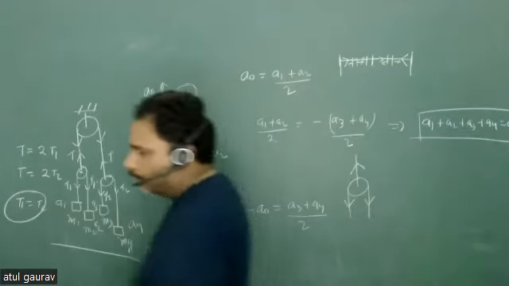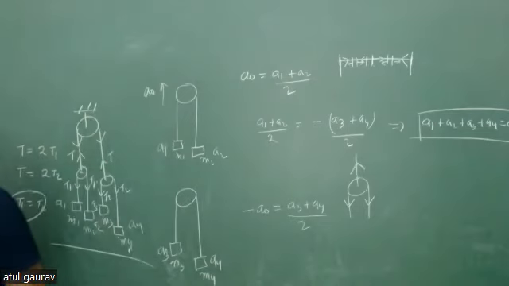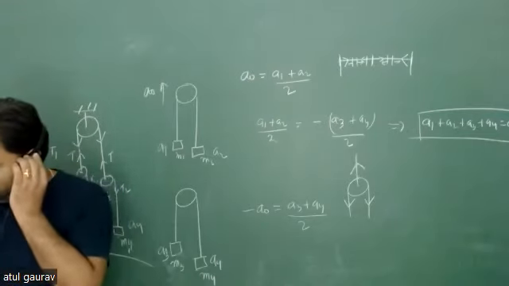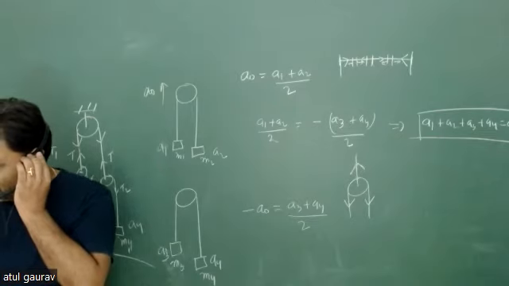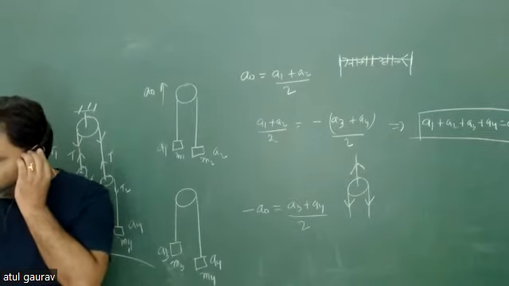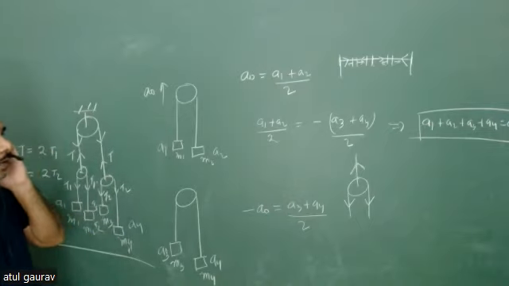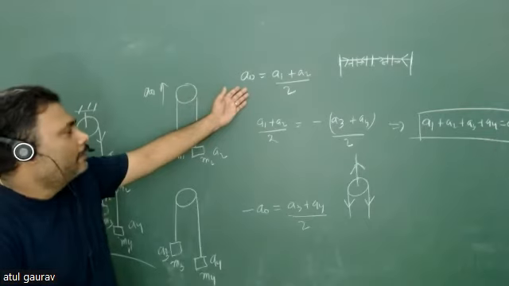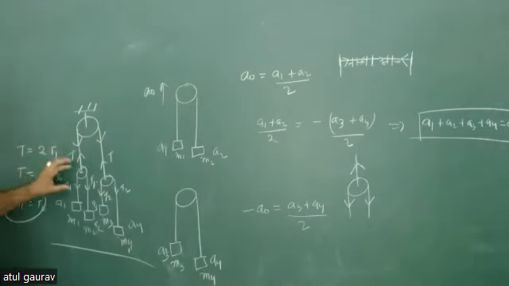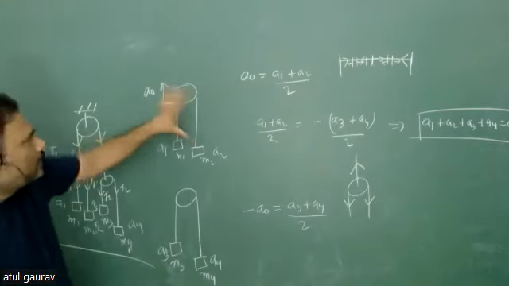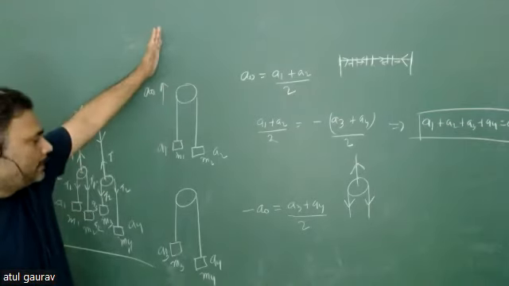Sir, how do we calculate the A naught value here? A naught value is not needed, na. You have just assumed that the acceleration of this whole thing is moving with A naught in the opposite direction, okay?